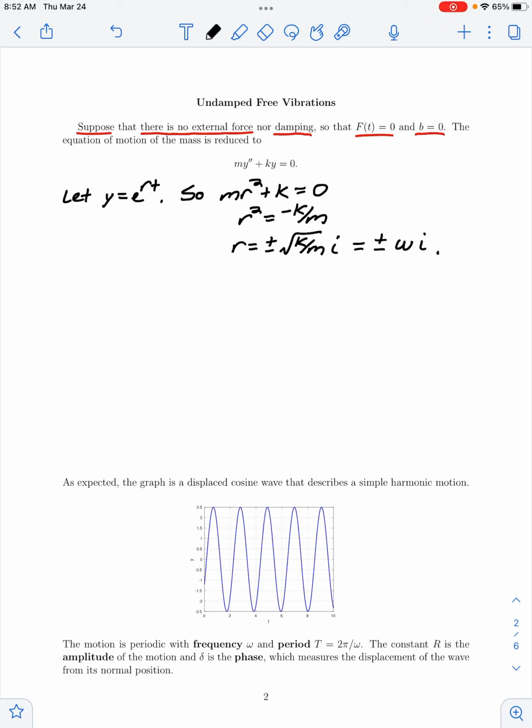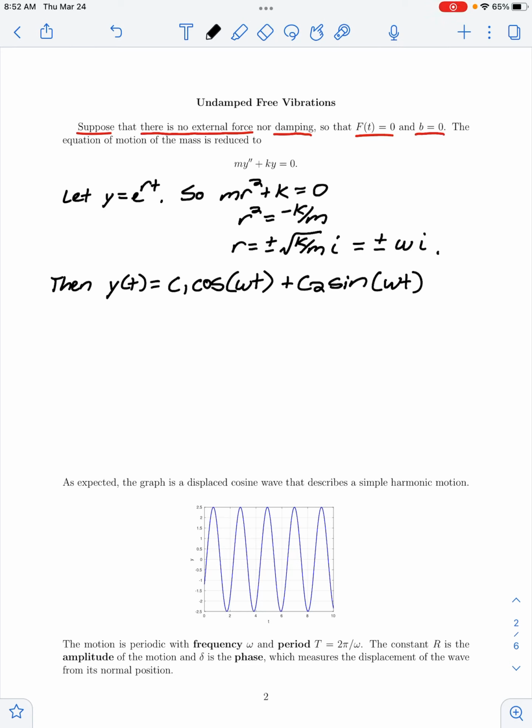So in the case of complex conjugate roots for our characteristic equation, the general solution, y of t, would have the form c1 times cosine of omega t plus c2 times sine of omega t, where c1 and c2 are some constants depending on our initial conditions.